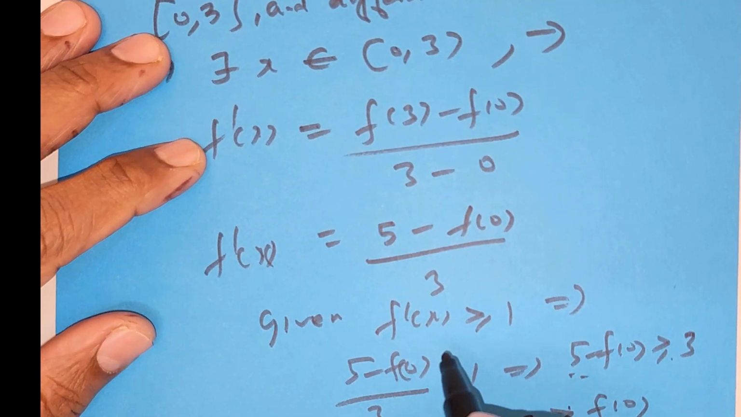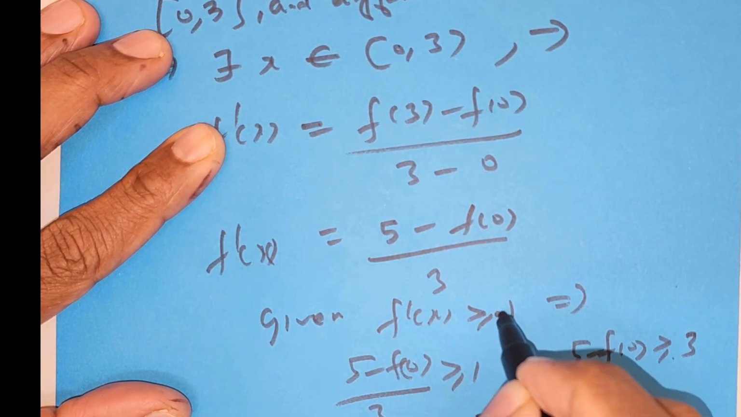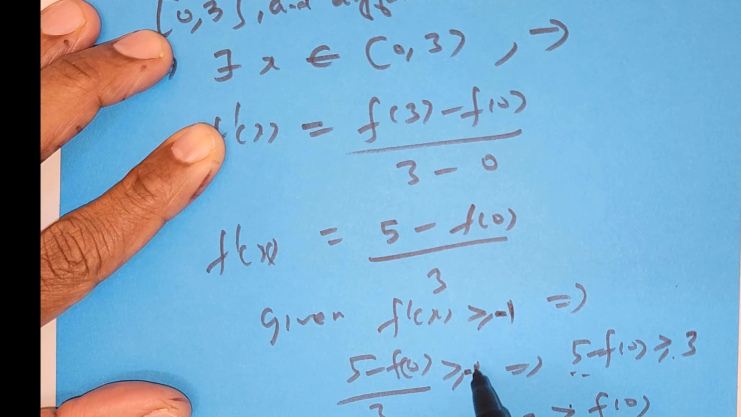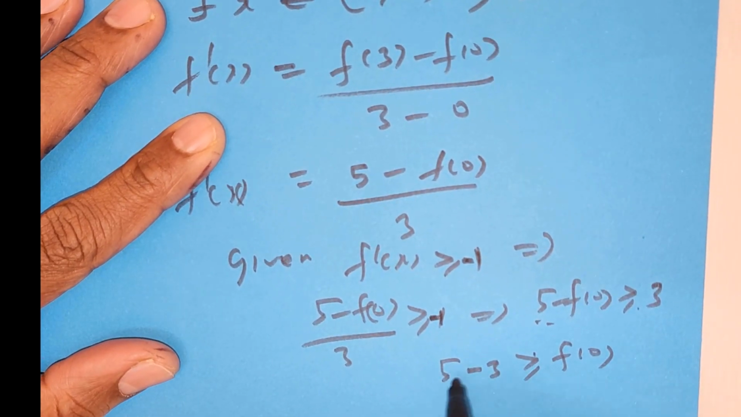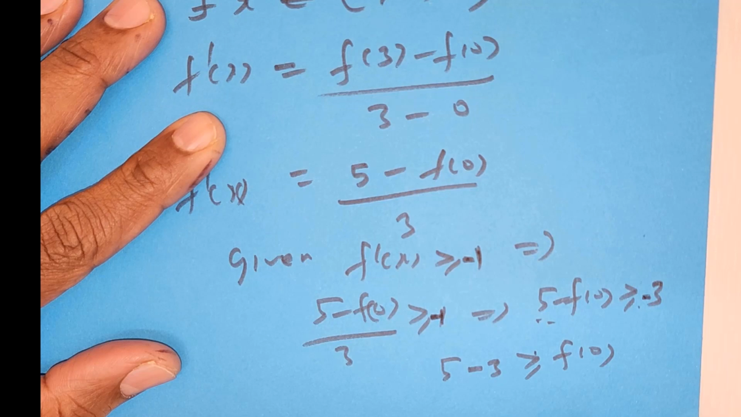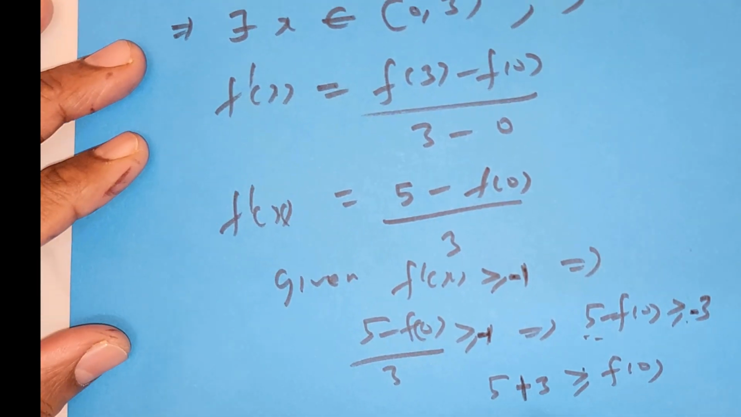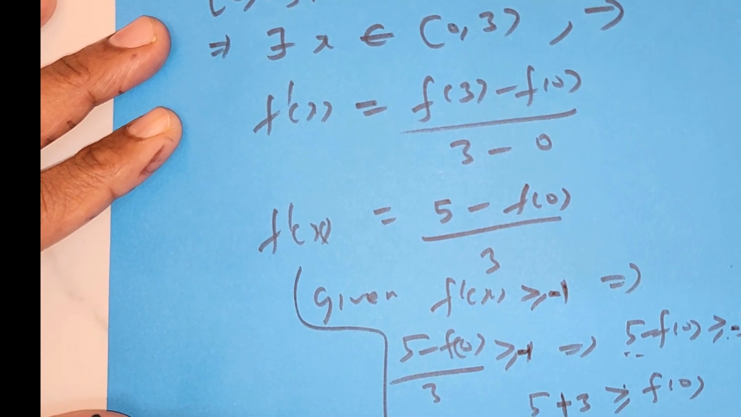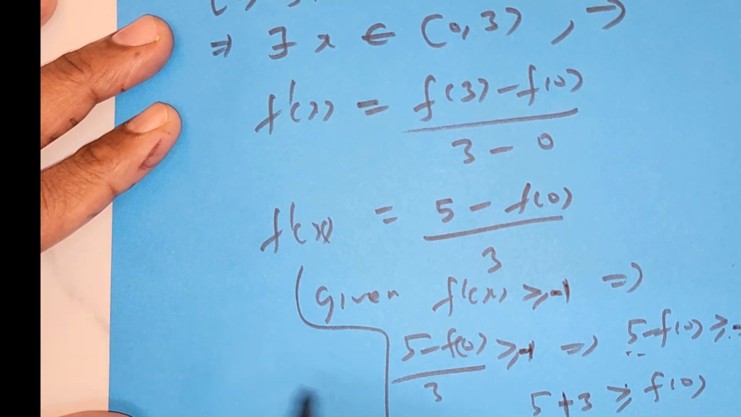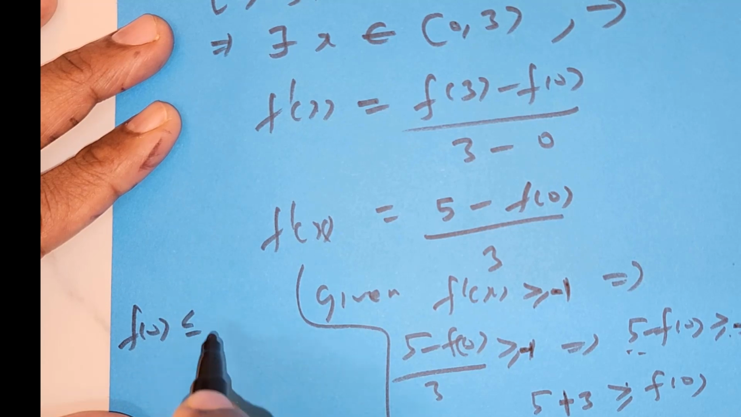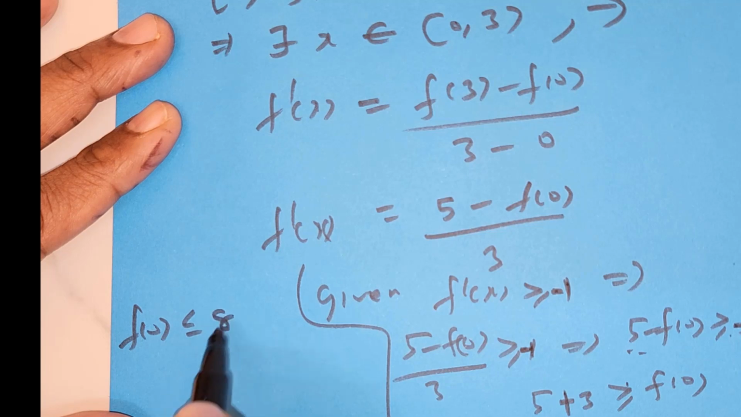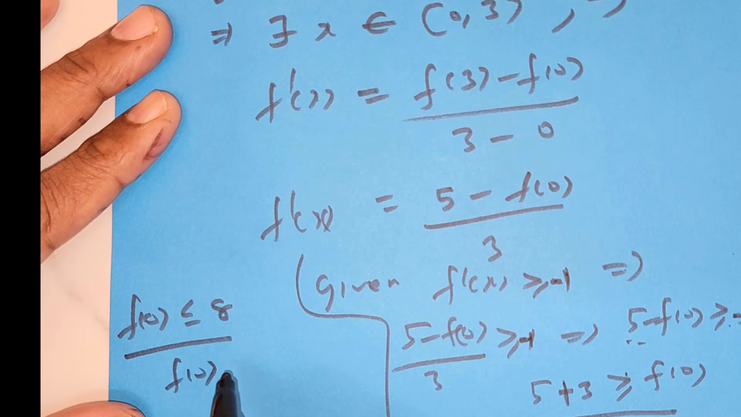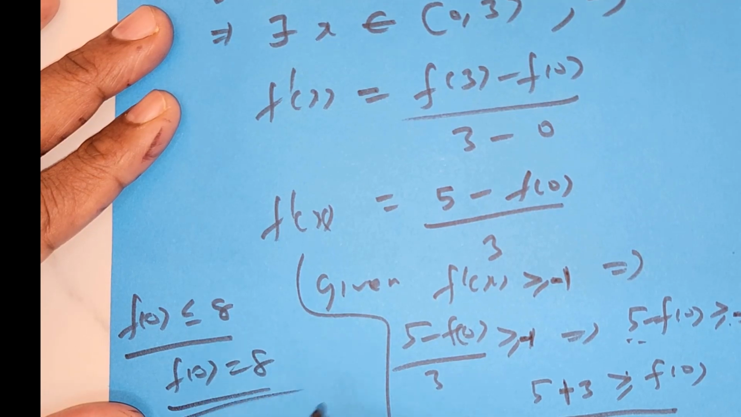Okay, so the only thing is that we are given f dash of x is greater than or equal to negative 1. So that means I need to use negative 1 there. So if I were to use negative 1, this will become negative 3 and this will become positive. Okay, so that will be our new inequality. So from here clearly f of 0 is less than or equal to 5 positive 3, which is going to be 8. So the greatest value that f of 0 can take is going to be 8.